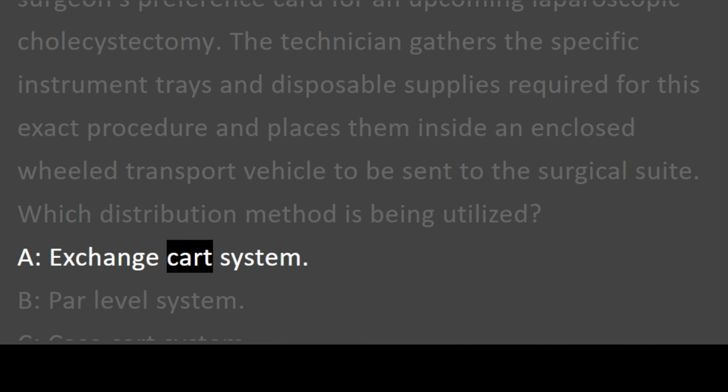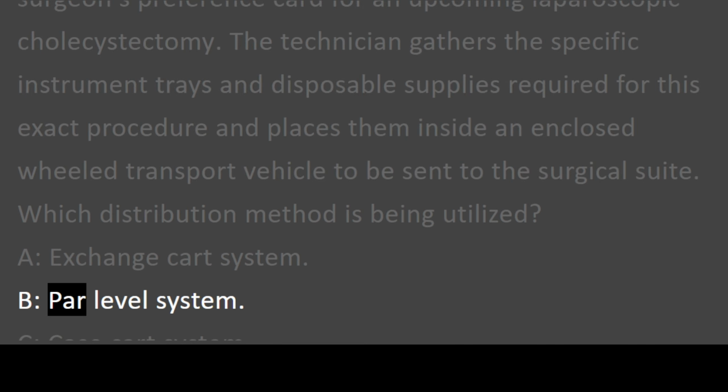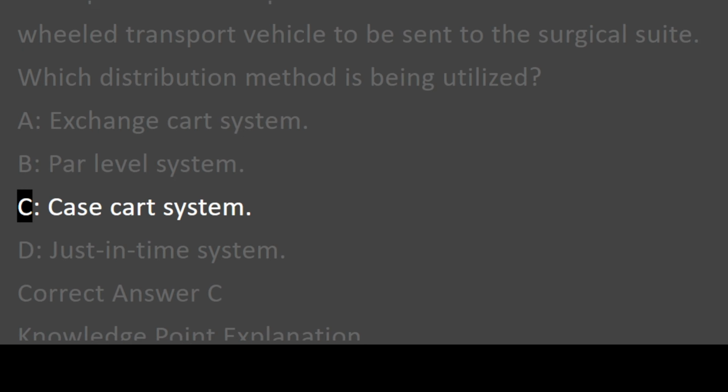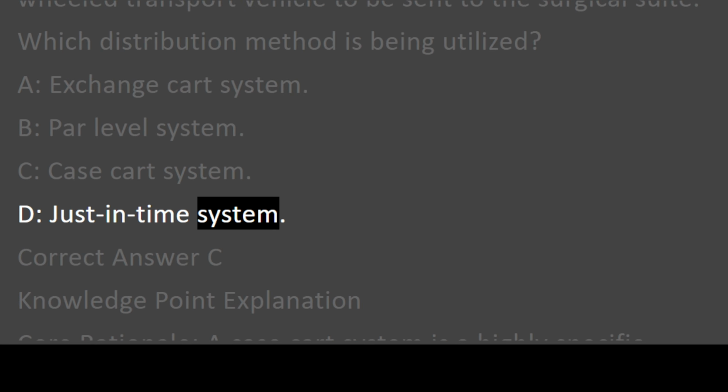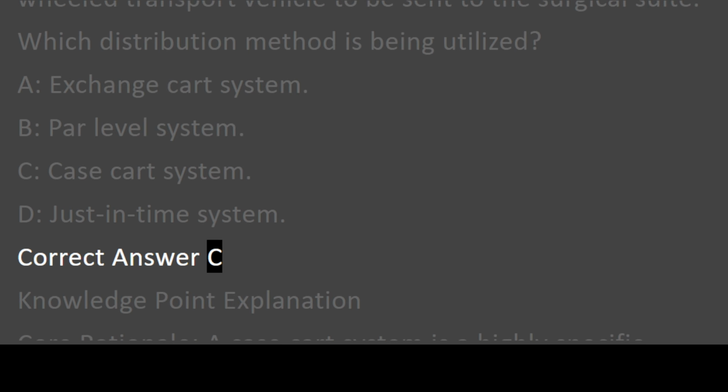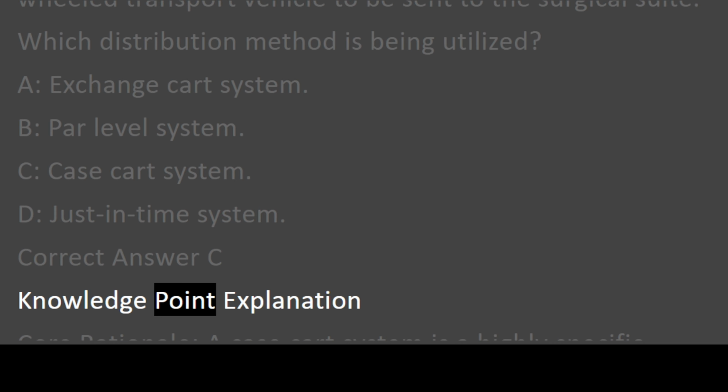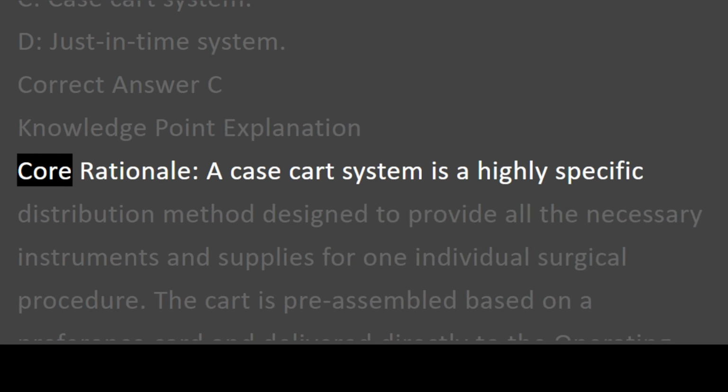A. Exchange cart system. B. PAR level system. C. Case cart system. D. Just-in-time system. Correct answer C. Knowledge point explanation. Core rationale.